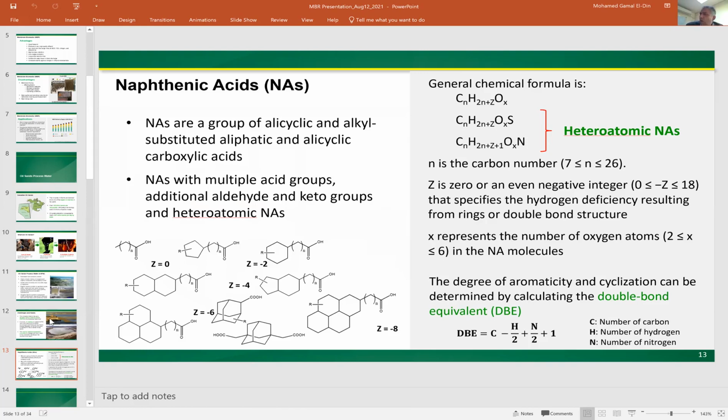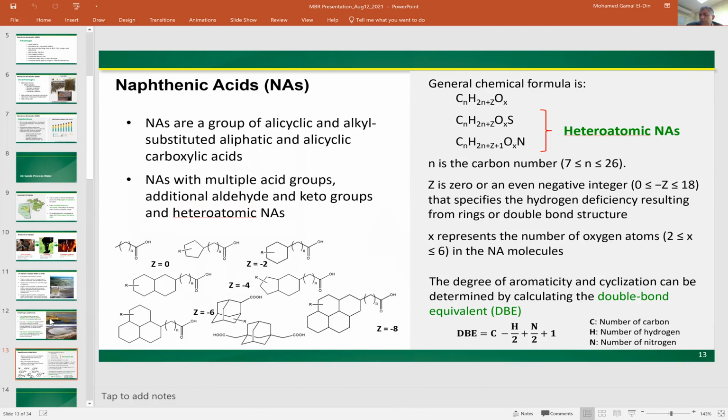with compounds that include carbon, hydrogen, or oxygen. Some of them are heteroatomic acids that do not include only carbon, hydrogen, and oxygen. They also include sulfur or nitrogen. And these ones that include sulfur or nitrogen tend to be more toxic. And there is a number we call double bond equivalent or DBE. It's equal to the carbon number, minus the number of hydrogen atoms over 2, plus the number of nitrogen atoms over 2, and then plus 1.